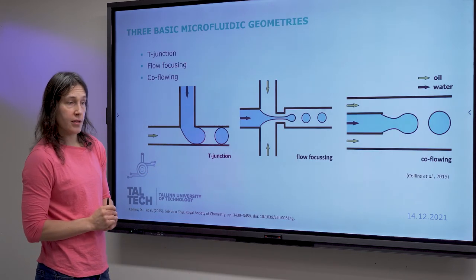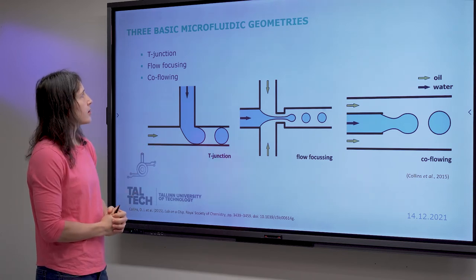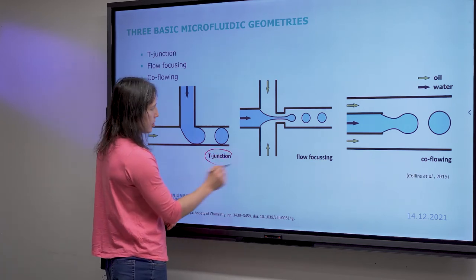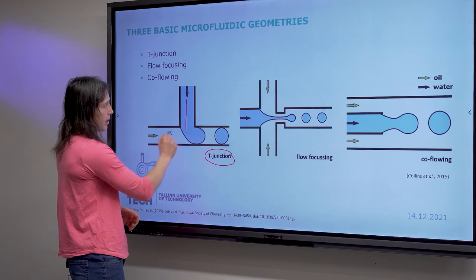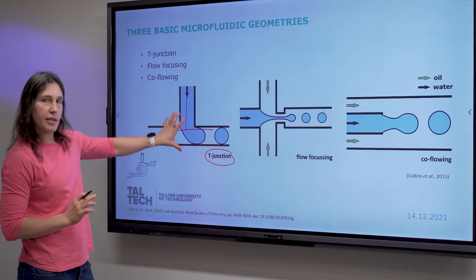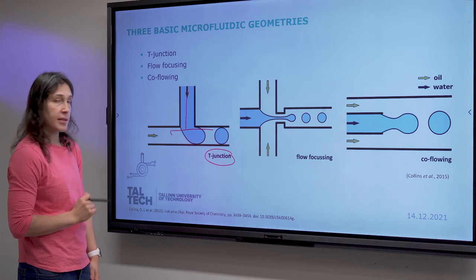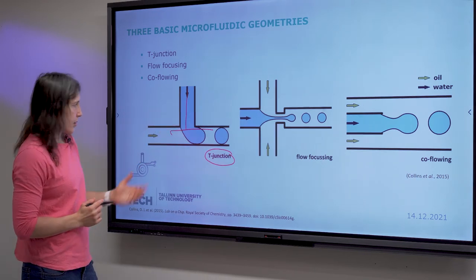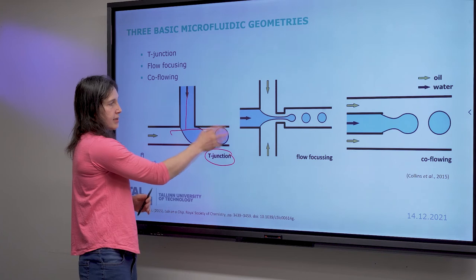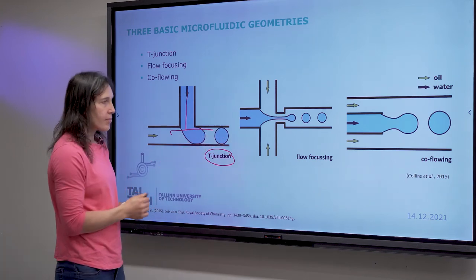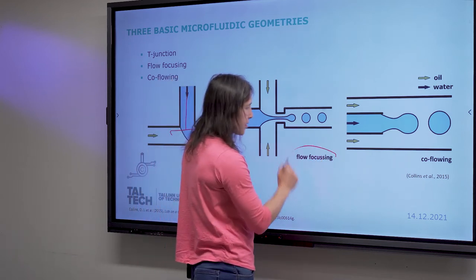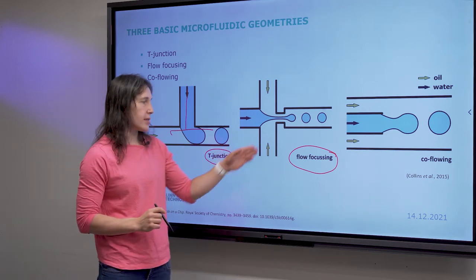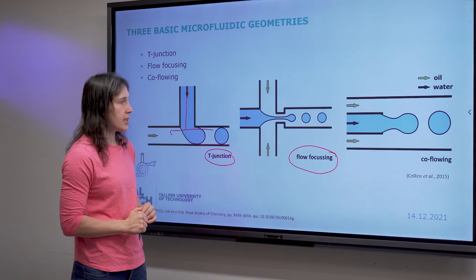And we also have three common geometries that are used in microfluidic chips. The first one is what we call a T junction, and that is because it looks like a T. It's the most commonly used and the simplest way, but it can sometimes be hard to manipulate the flow rate so you get nice uniform droplets. The next one is flow focusing. It's easier to create smaller droplets this way, but it's a little bit more complex than the T-junction.